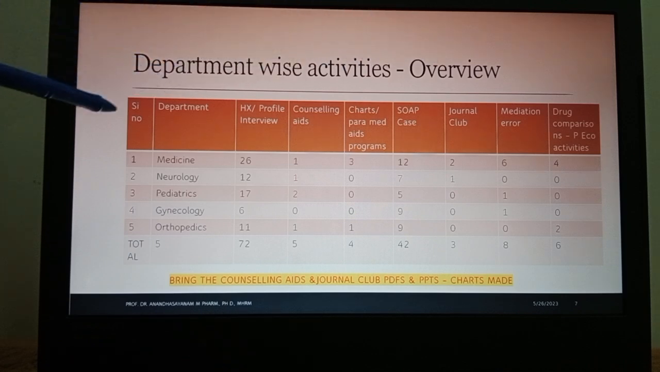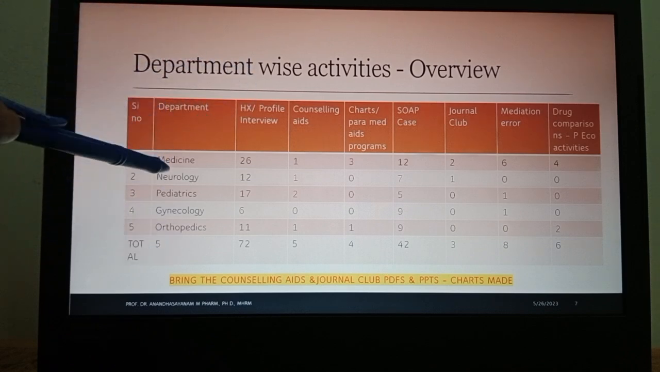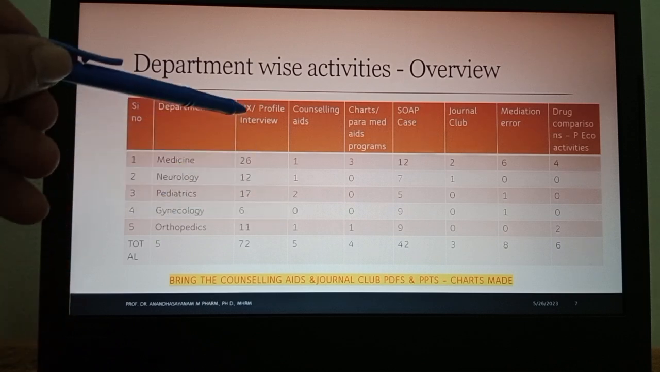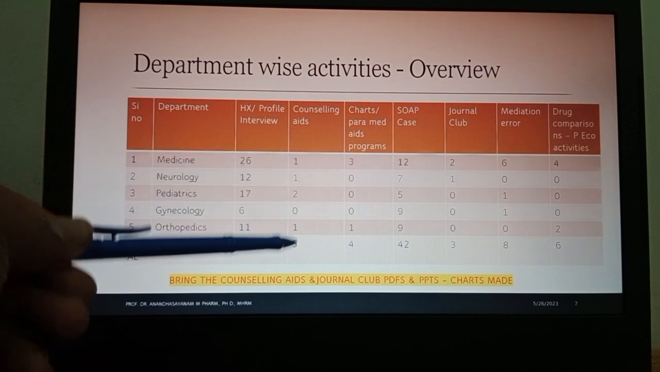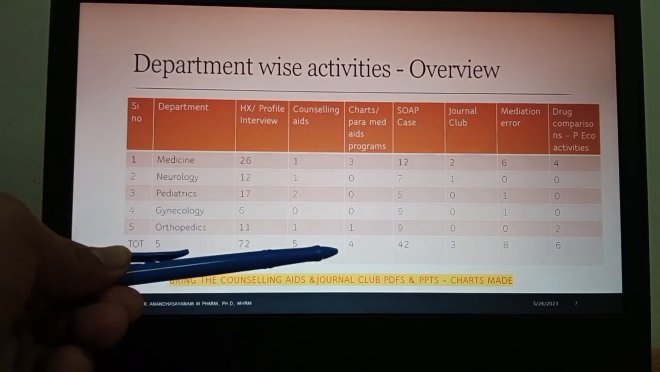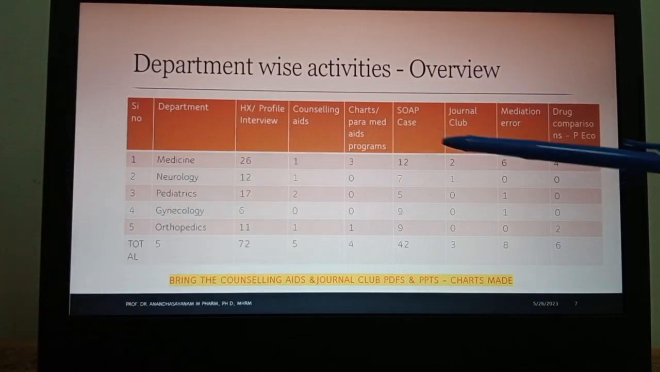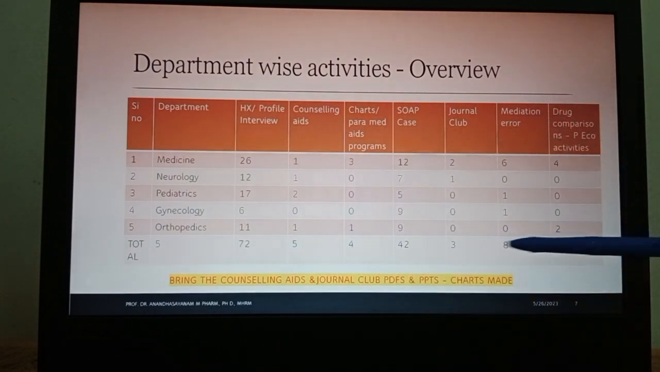Department wise activities overview, again, serial number, how many departments you have worked, how many in every department, how many cases you have taken in the history interview or the profile interview, how many counseling aids you have created for the hospital, how many charts, paramedical aids programs that you have done for the hospital, how many SOAP cases you have done in every department individually, number of journal club presentations, number of medication errors identified, number of drug comparisons or pharmacoeconomic activities, or any other activity that you have done, please list it over here and put the total of all these things, right?